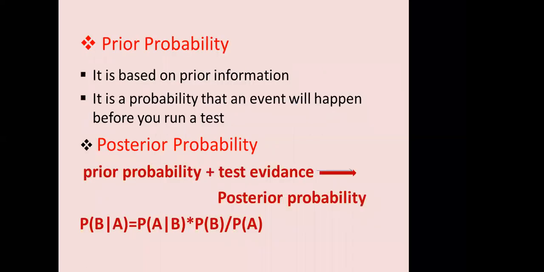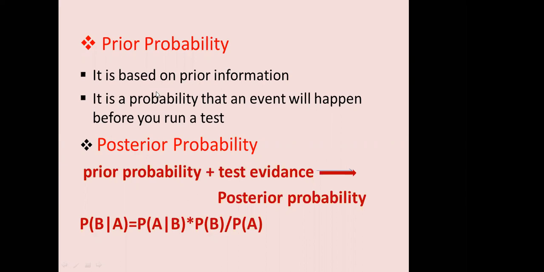Okay, today we will discuss prior probabilities and posterior probabilities with examples. Before going to the example, first recall what prior probability and posterior probability are. Prior probability is based on some prior information or historical information. It is simply the probability that an event will happen before you run the test, before you take into account the new evidence.